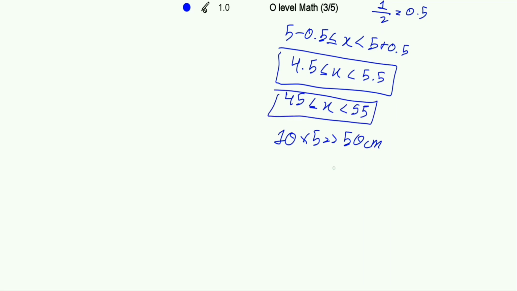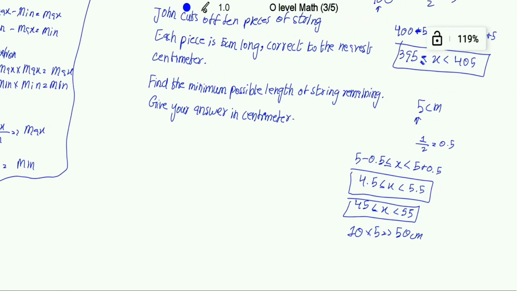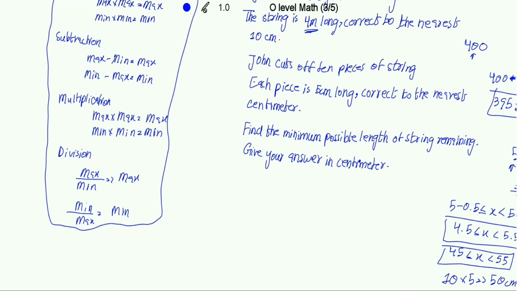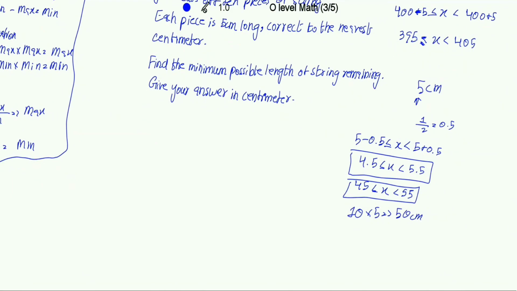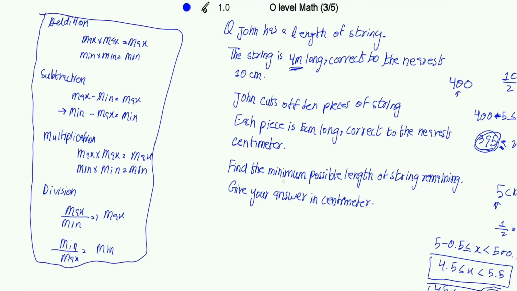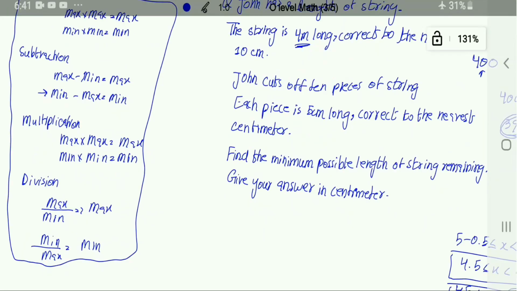Okay, and now we need to find the minimum possible length of the string remaining. Since I've been given this range, 395 to 405, and it says find the minimum possible length of the string remaining, I have to do the subtraction in order to find that. So I'm going to use this one: minimum minus maximum is equal to minimum. What is the minimum? This one is the minimum, and the maximum is this. So minimum 395 minus maximum 55 is going to be 340. So this is the answer. This is how you actually find the minimum, or you can say the lower bound possible length of string remaining, and this is how you use this formula. Okay, question 1 is done.